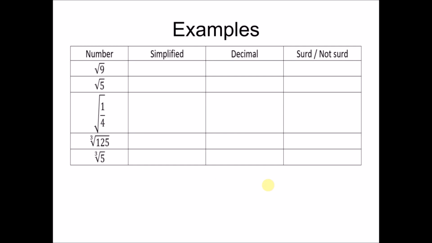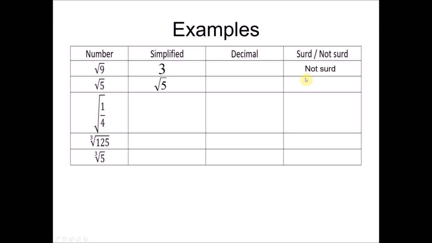So we try to look at more examples here. The square root of 9: is it a surd or not a surd? The first thing we do is try to simplify it. Can it be simplified? Type it in your calculator, and you get that the root is actually equal to 3. If it can be simplified, it is not a surd.